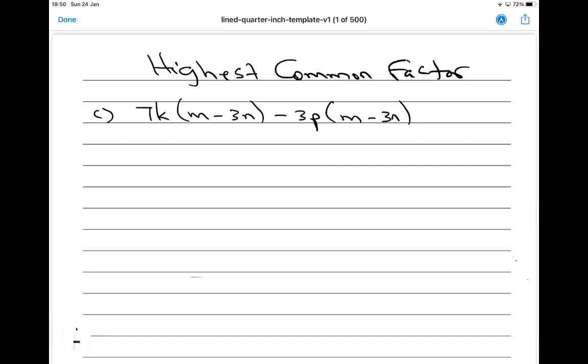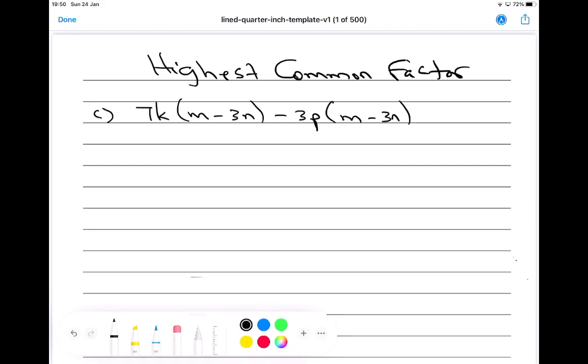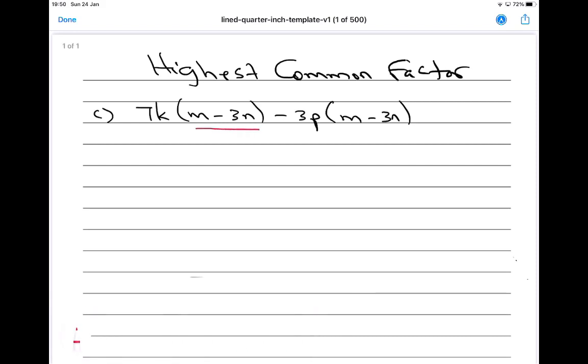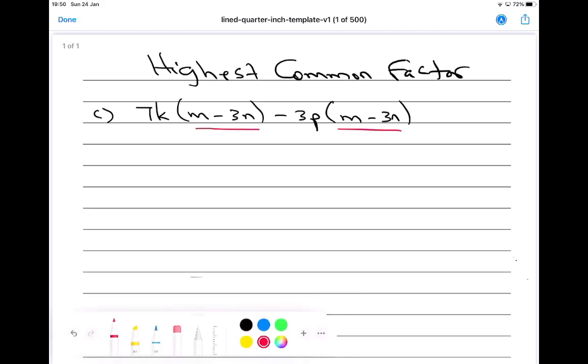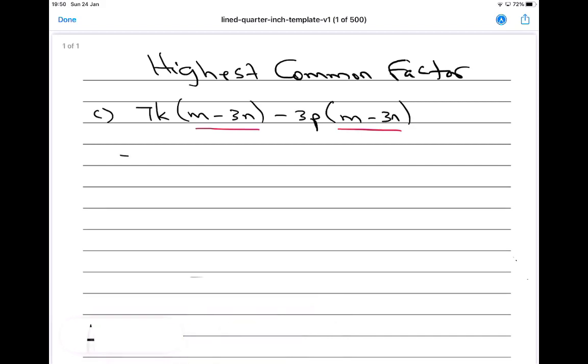Right, here is a more complex example. We are still factorizing, and we are given here 2 terms. This expression has 2 terms, and the first thing we need to check for is the highest common factor. Do you see anything common in these 2 terms? You will notice there is a common factor. The 2 terms both have m minus 3n as common. So as it were, that m minus 3n is our highest common factor, so we remove it or take it outside.